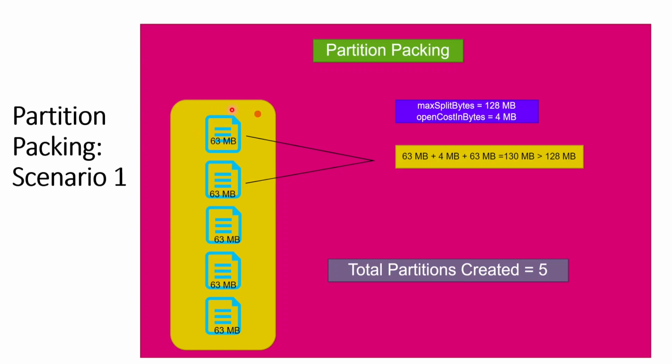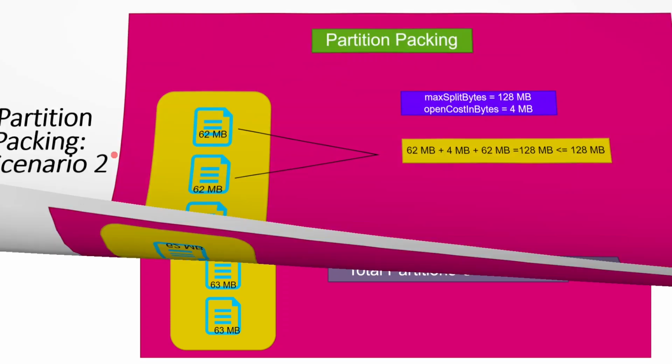So for this use case, overall, it will create 5 partitions. We have five files, and they cannot be merged with another file, so each file will create a separate partition. Overall, we will have 5 different partitions for this scenario. This is partition packing. And let me give a different scenario for this partition packing now.